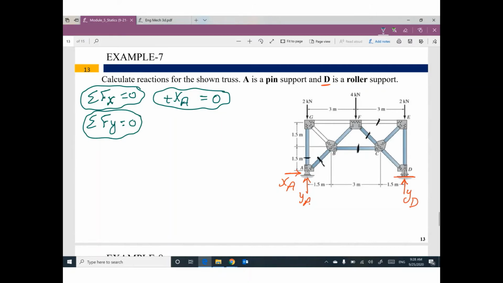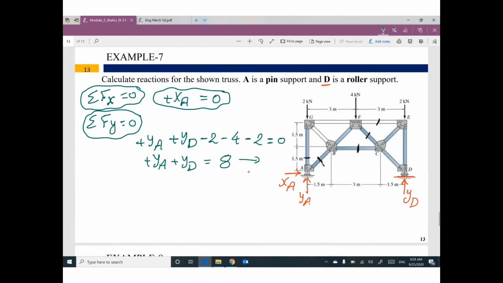So what do you have in y? We have positive YA. We have positive YD. We have negative 2. We have negative 4. We have negative 2. Don't forget anything in the y direction. Equals 0. Go ahead and simplify this equation because I cannot solve. So YA, which is positive, plus YD, which is positive, equals 8.